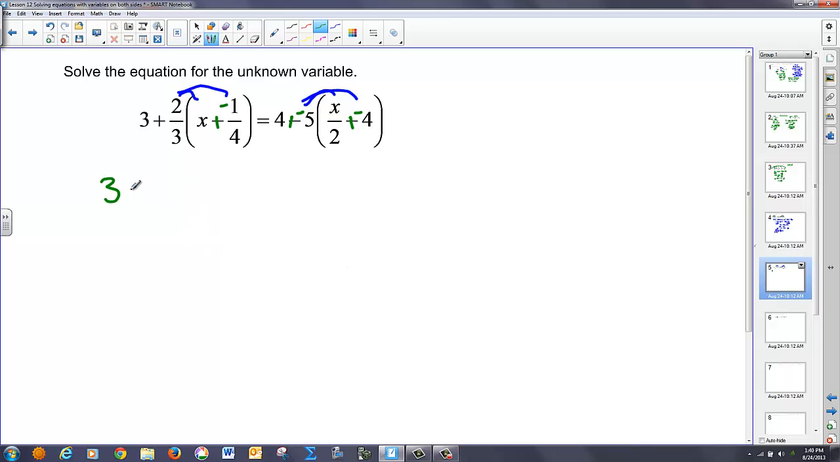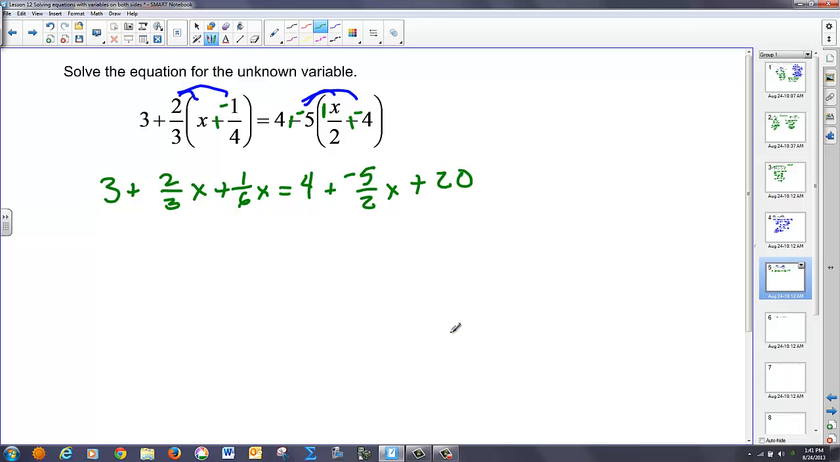And then I have 3 plus 2/3 times x is 2/3 x. 2/3 times 1/4 is going to be 2/12, but I can reduce that because 2 and 4 reduce. So that's going to be a negative 1/6 x. And then I have 4. Negative 5 times x over 2 is the same as negative 5 times 1x over 2. So that ends up being negative 5 over 2x. And then I have a negative 5 times a negative 4, which is a positive 20.